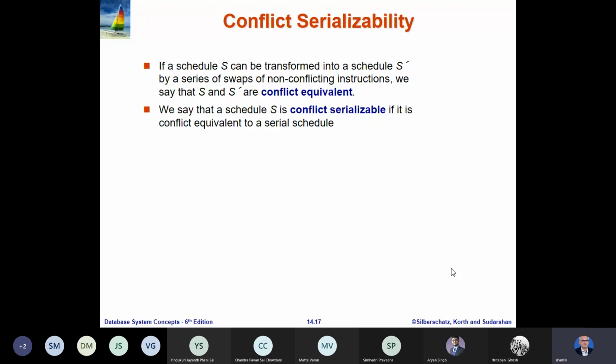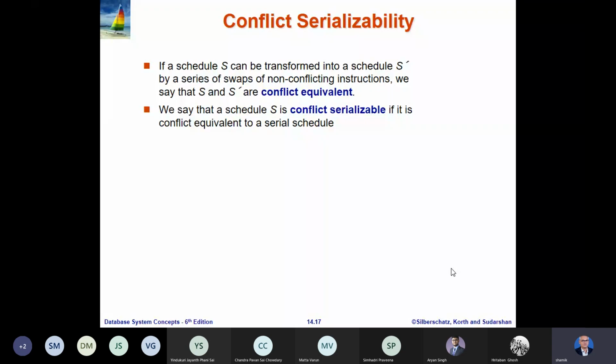Okay. So conflict serializability. Now this definition is important. If a schedule S, so presumably S is a concurrent schedule, can be transformed into a schedule S prime by a series of swaps of non-conflicting instructions, because as I said, if read Q and read Q are there as Ii and Ij, swapping means I can do read Q of Ii first and then read Q of Ij. Temporal ordering does not matter there. That is what we mean by swapping of non-conflicting instructions.